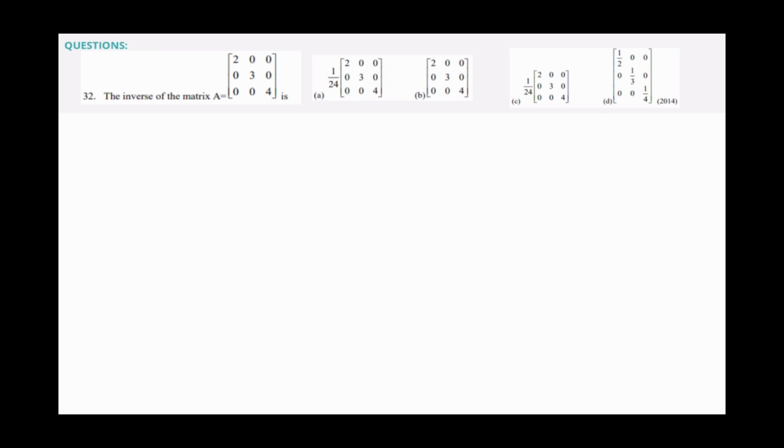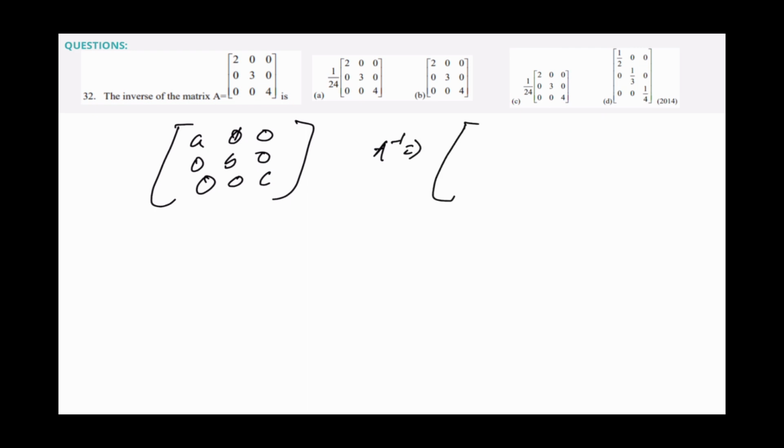The next question, again, we have to find the inverse of a diagonal matrix. What I told you: inverse of a diagonal matrix A 0 0, 0 B 0, 0 0 C is a diagonal matrix of the reciprocals of the diagonal elements: 1 by A, 1 by B, 1 by C. So which is the answer? 1 by 2, 1 by 3, 1 by 4. So option D, directly we can put it up. Don't have to worry about anything. 10 seconds it will take, nothing more than that.